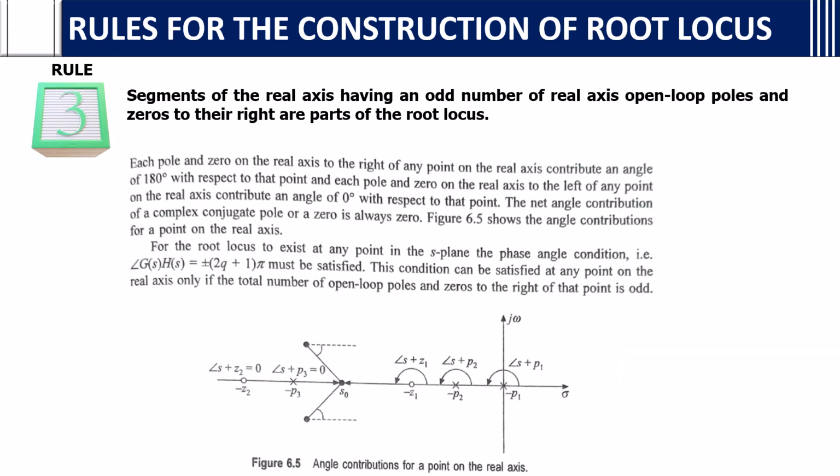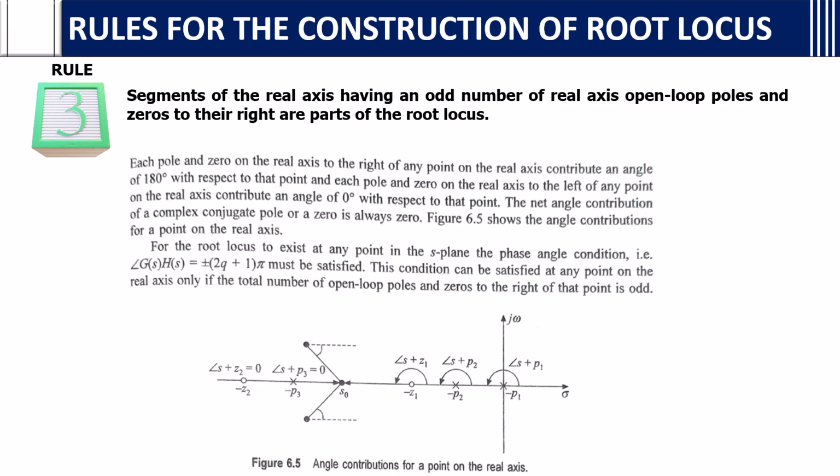Third rule. Segments of the real axis having an odd number of real axis open loop poles and zeros to the right are parts of the root locus. Segments of the real axis having an odd number of open loop poles and zeros to the right are parts of the root locus itself.